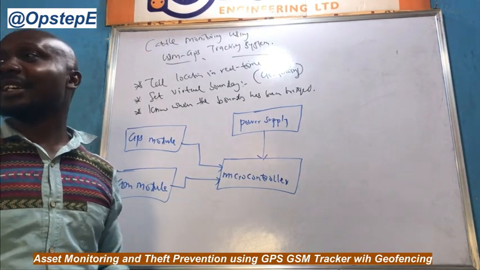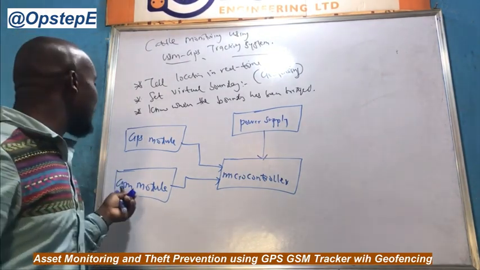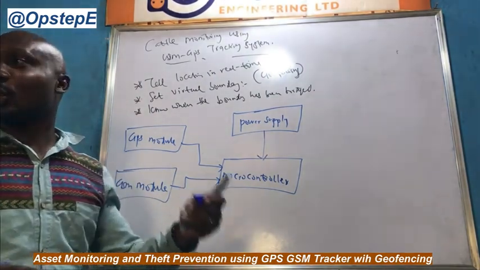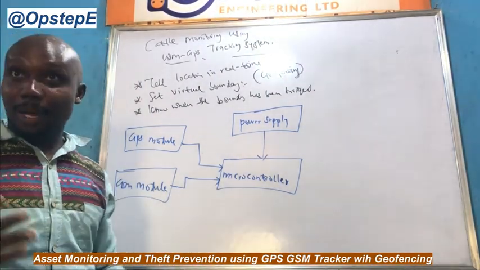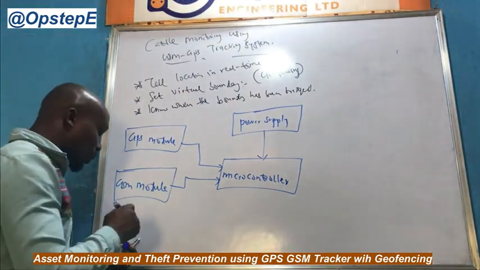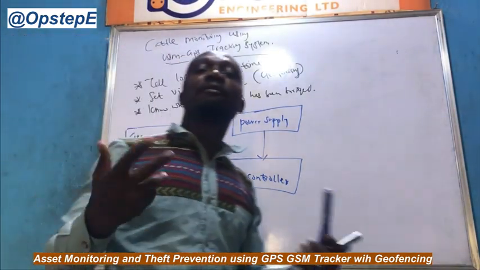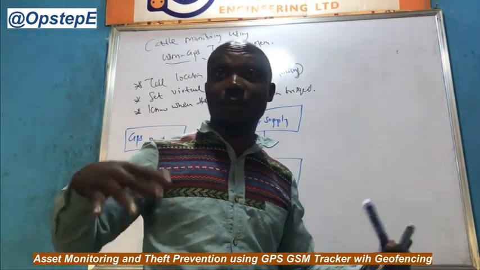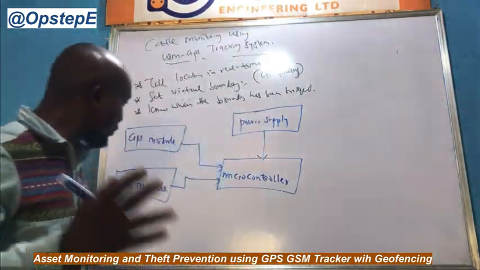GSM? What was GSM? Global System for Mobile Communication. GPS, in other words, Global Positioning System. There are two things a typical GSM module does for you. It makes calls, receives calls, sends text messages and receives text messages, other than all the other extras around the mobile phone business.